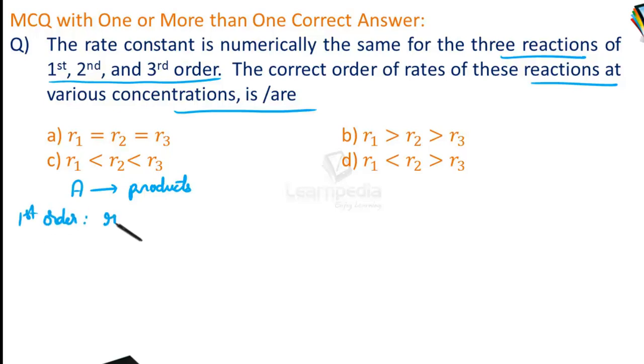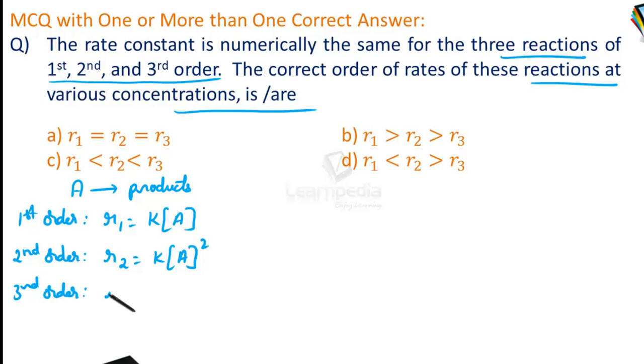We can write it like this: R1 is equal to K into concentration of A. And if this is the second order reaction, how will we write the rate equation? R2 is equal to K into A square. And for the third order reaction, we can write the rate like this: R3 is equal to K into A cube. Isn't it? It's clearly mentioned that the rate constant is numerically the same for all these three reactions.